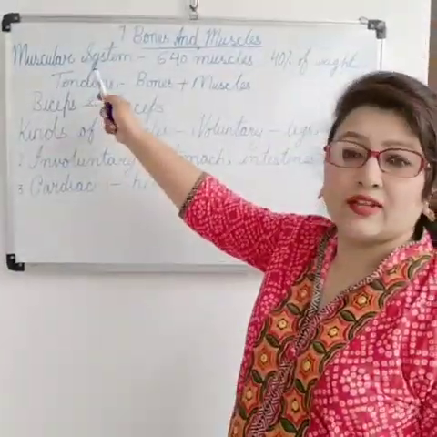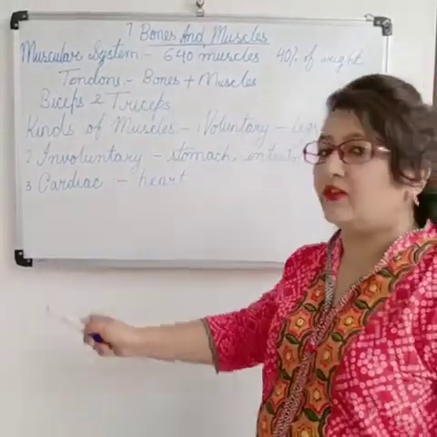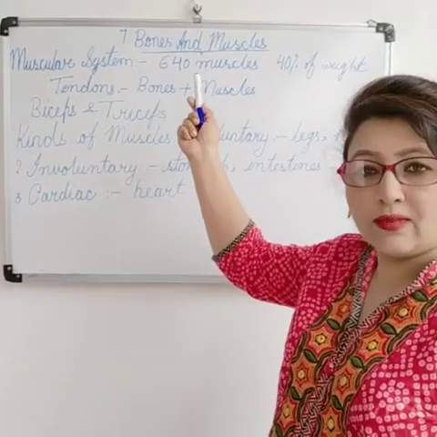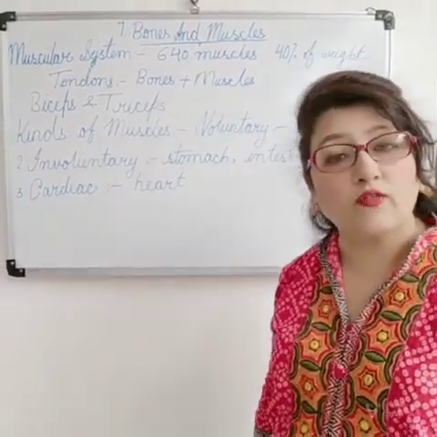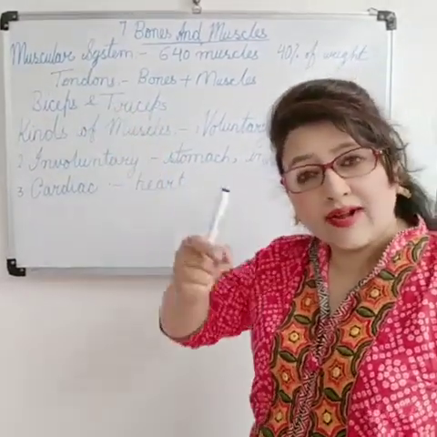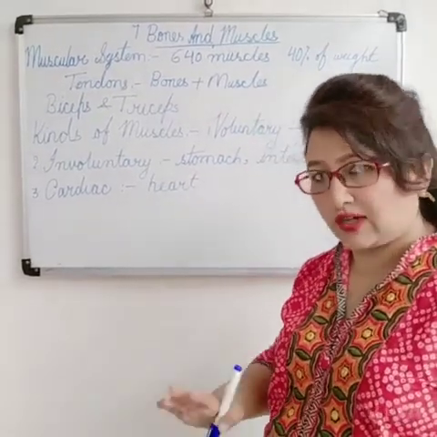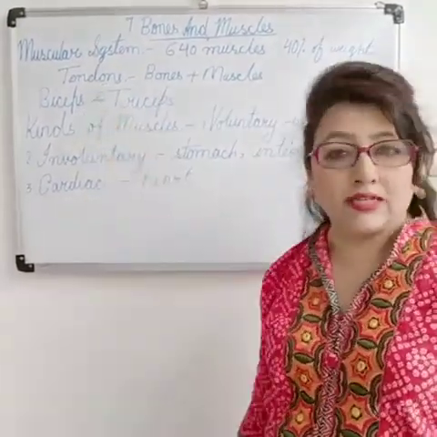So children, I was telling you that the second system is the muscular system. That's the second most important. We have about 640 muscles in our body, and they comprise 40% of our body weight. Now there are thread-like structures in between the bones and muscles which attach them to each other. They are known as the tendons.